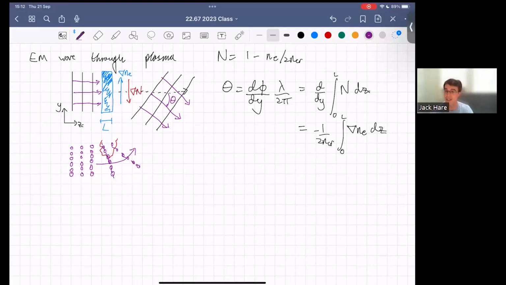Of course, in general, there can be a density change. Really, this should read gradient of density dot dl, where L is an infinitesimal. No, sorry, ignore that.